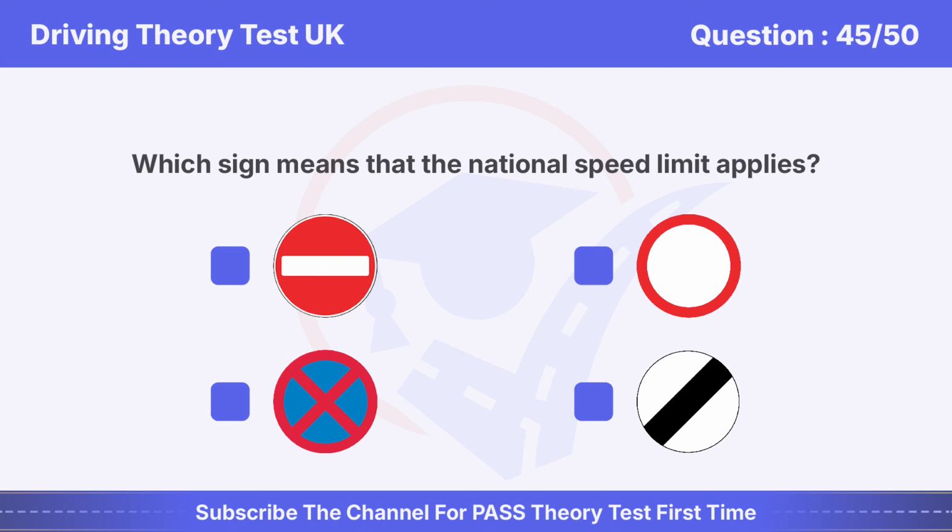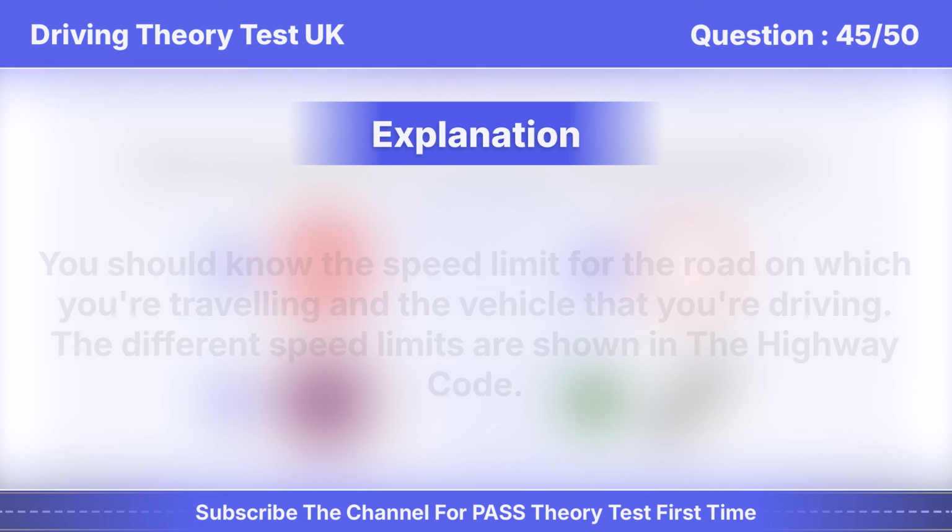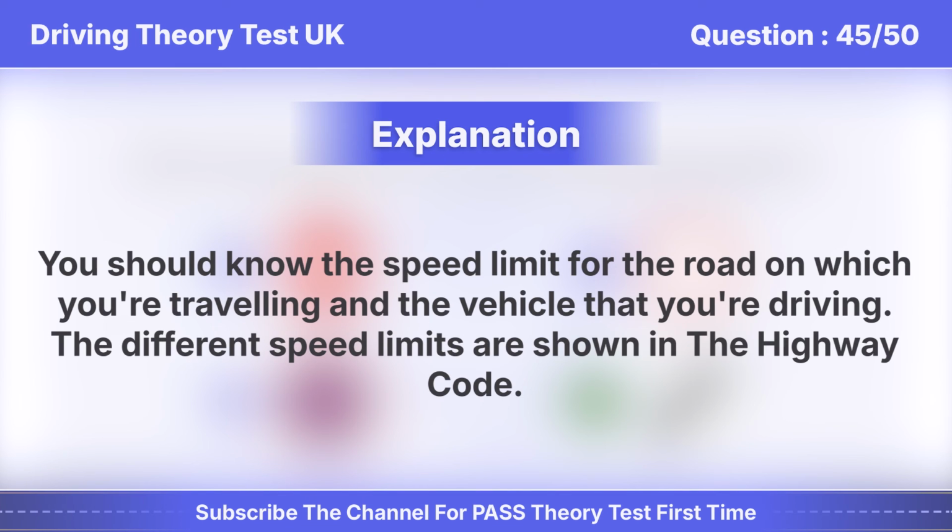Question 45. Which sign means that the national speed limit applies? Answer is D. You should know the speed limit for the road on which you're traveling and the vehicle that you're driving. The different speed limits are shown in the Highway Code.